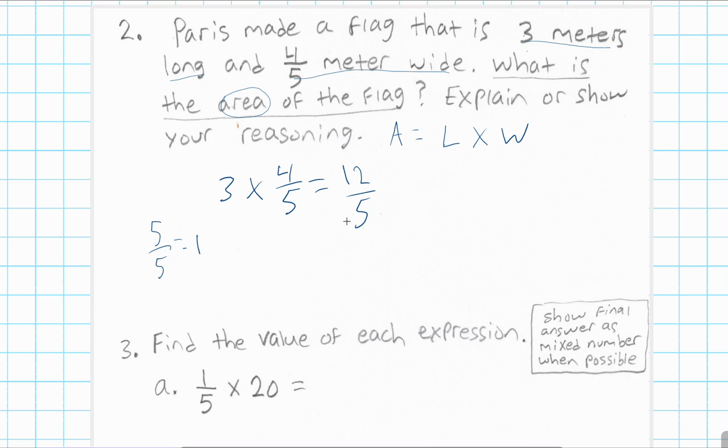Well, I know that 12 fifths, I could break it up into 10 fifths, right? 5 fifths plus another 5 fifths. So this means 2 wholes right here. And here I have 2 fifths remaining. So that means this is equal to 10 fifths, which is 2 wholes, and another 2 fifths. So this is the area. 2 and 2 fifths square units.